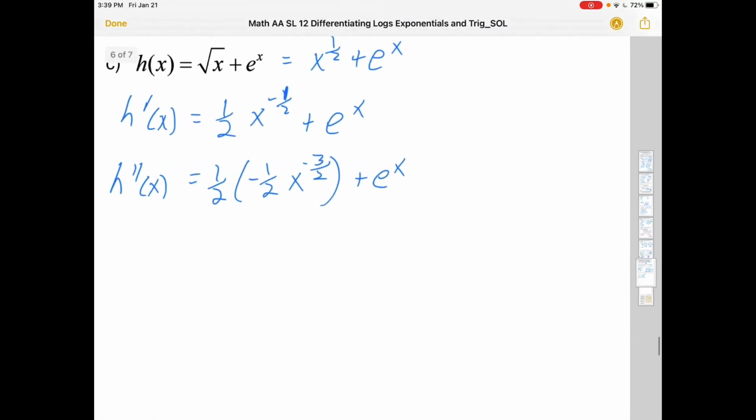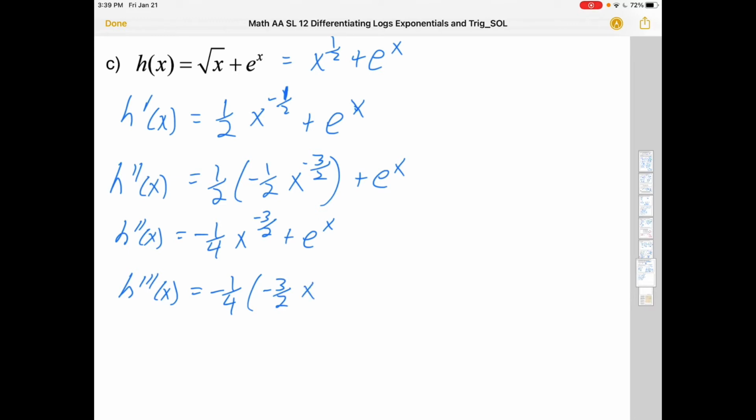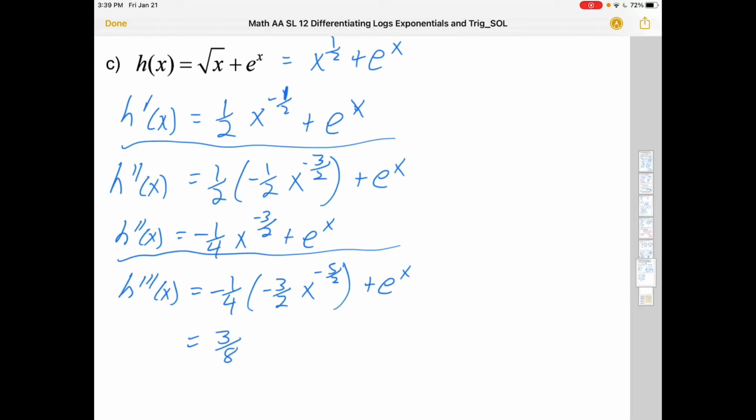I'll zoom in a little bit here. So that should probably be cleaned up. So we have negative 1/4 x to the negative 3 over 2 plus e to the x. And differentiating again is no big deal. Coefficients stay. Power comes down front, power goes down by 1, and there we go. Again, we should probably clean it up. So maybe I should put some breaks between which derivative I'm finding. So this will be 3/8 x to the negative 5 over 2 plus e to the x, unless I've done some sort of goof along the way.